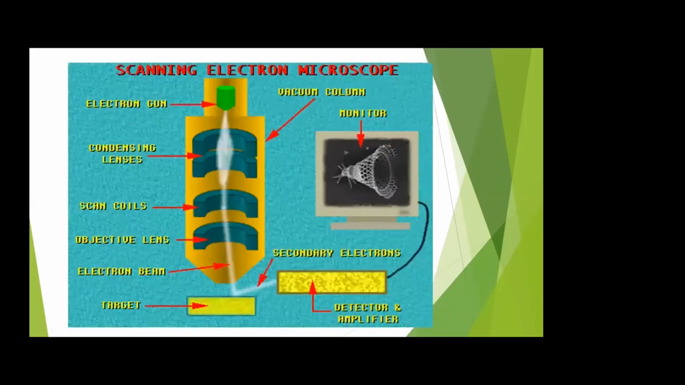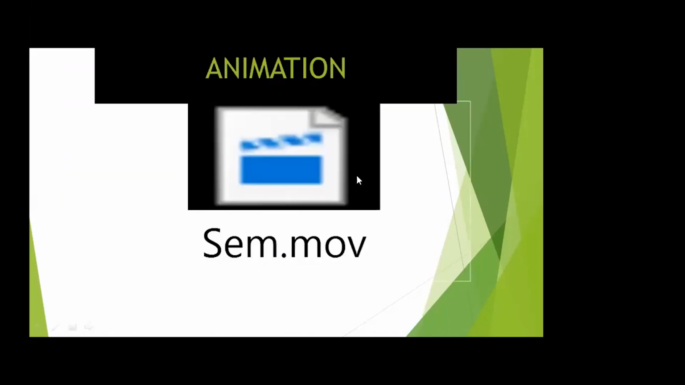This is the combined image. We have the electron gun at the top. This is the vacuum column. These are the condensing lenses which further narrow down the electron beam and focus it to a small area. These are the scanning coils. This is the objective lens, which deflects this electron beam in a raster scan fashion over the target. Secondary electrons are generated. They are counted by the detector, amplified, and the image is created on the monitor. So let me give you an animation so that you can better understand this.